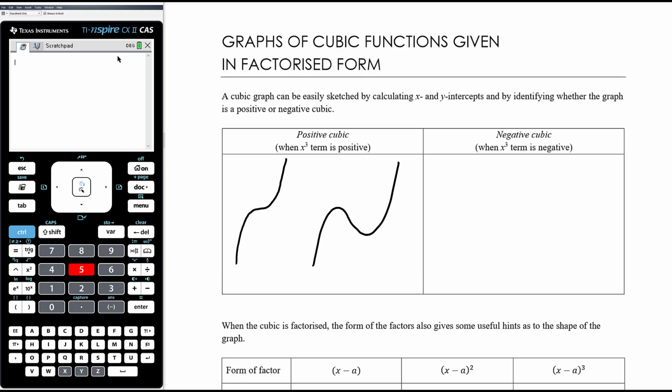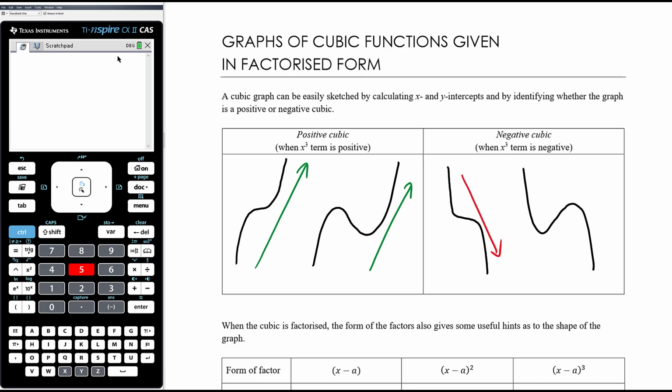For our negative cubics, that is where the x cubed term is negative. If you imagine fully expanding things out, if the x cubed term is negative, the graph is going to go down as we go from left to right. Or it could be this kind of shape. So the key thing that I want you to think about is: positive cubic, the shape goes up as you go from left to right, and negative cubic, the shape goes down as you go from left to right.